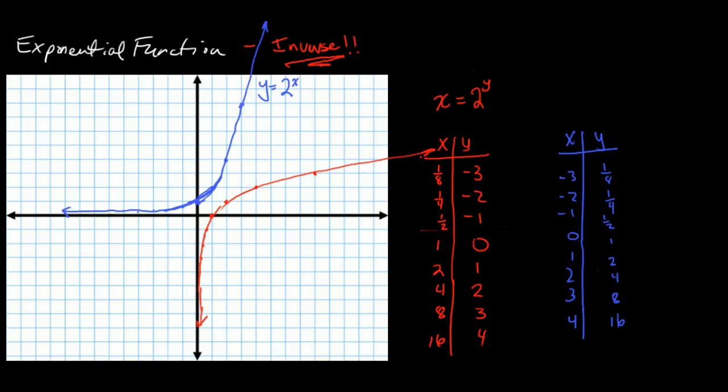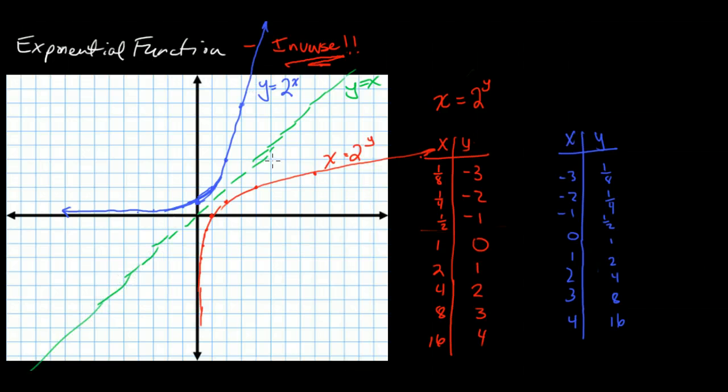And if you notice, this curve is x is equal to 2 to the y. It's the inverse of that one. And if I were to draw the line y is equal to x, that acts like a line of reflection, right?